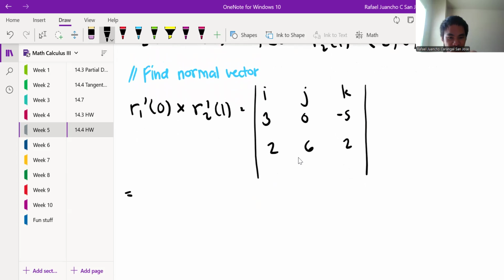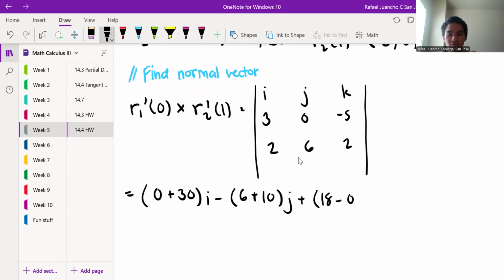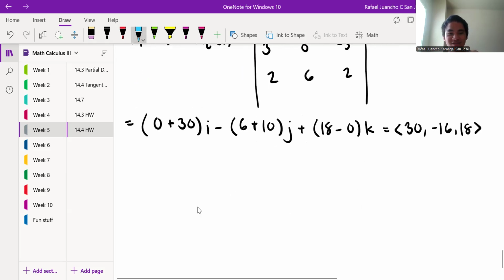Anyway, before I yap, so I do my cross product. This is 0 minus negative 30. That's plus 30. And then this is 6 minus negative 10. So that's 6 plus 10. And then 18 minus 0. That's k. Here I get 30i, actually, let me just do it. 30i minus 16, 18, right? And then from there, I just write the equation of the plane, which is actually tangent.